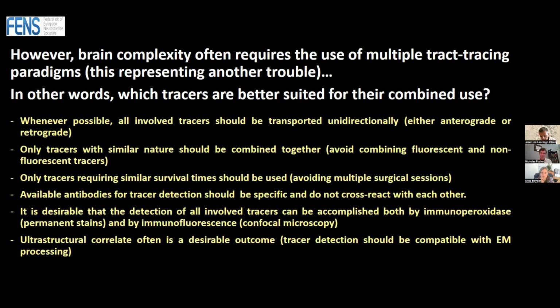However, you need to keep in mind that the brain, in terms of circuitry, is quite a complex organ. So most of the time, there's not too much you can do with just one single tracer. So in most cases, nowadays, we are performing multiple tracing paradigms, combining at least 2 or 3 tracers or combining them with something else. So there are a number of, let's say, golden rules when selecting tracers for multiple tracing paradigms. For instance, wherever possible, you need to combine tracers that are transported in just one direction, either anterograde or retrograde.